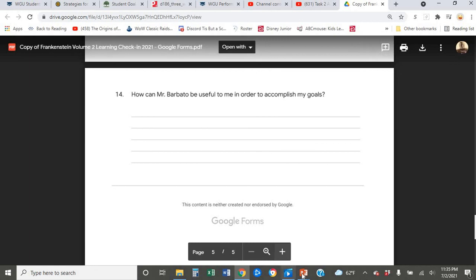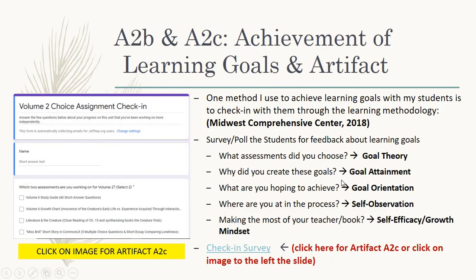Right? So if we go back to the original presentation, again, you can see how it's organized a little bit here, that using the Midwest Comprehensive Center's framework for these questions helps build students in terms of being able to create learning goals, but also maintain the progress of those learning goals at the end.